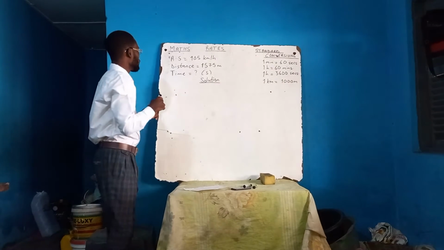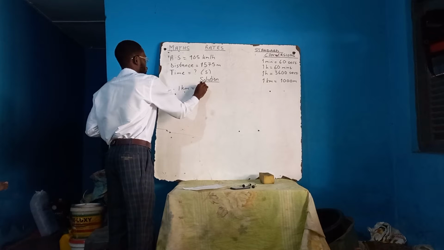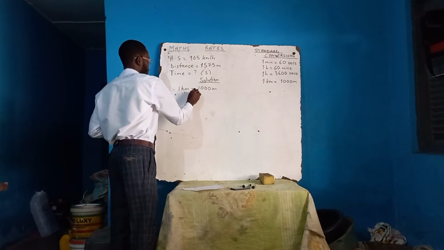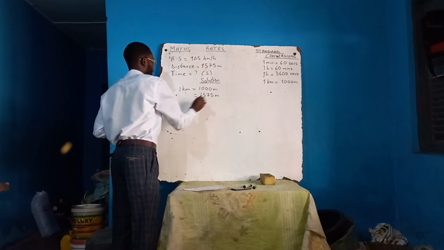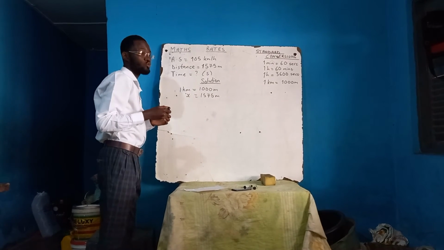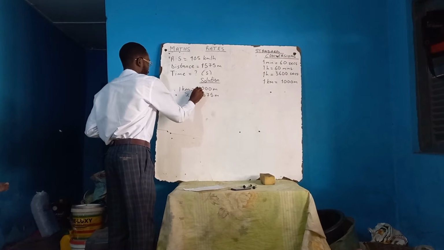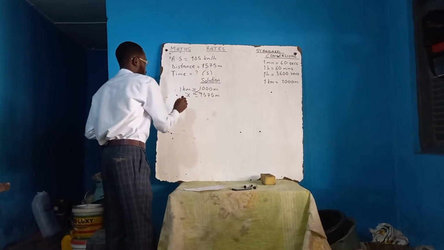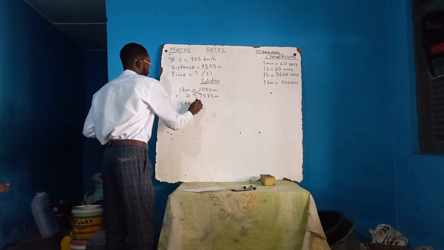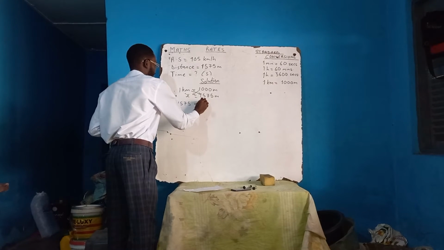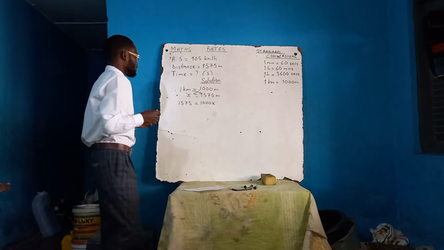All right, so we have 1 kilometer is equal to 1,000 meters. So if we have 1,575 meters, that gives us x that we do not know. So as usual, I trust by now you are used to this technique. So we have 1,575 times 1, which translates to give us 1,000x. So we divide both sides by 1,000.